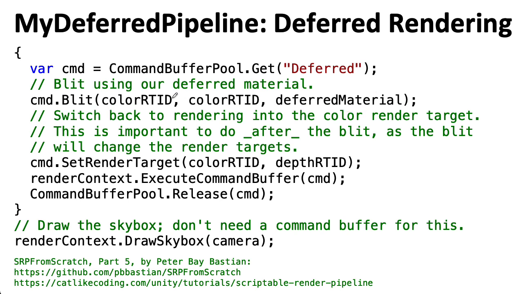Now this calling structure here is a little bit misleading. Indeed, color RTID is the render target that we're writing to, but this first argument here, you could put any render target ID in this spot. This isn't used. Your first argument is considered the source, and it gets plugged into something called underscore main tex in your shader.